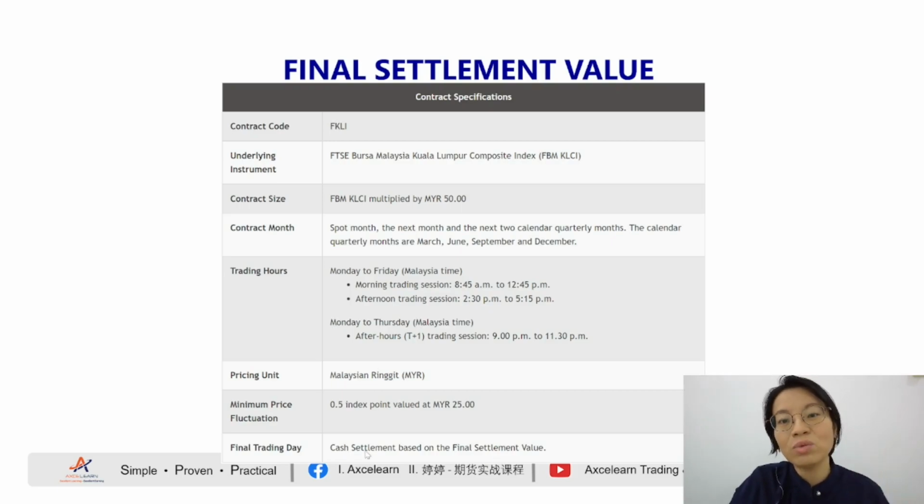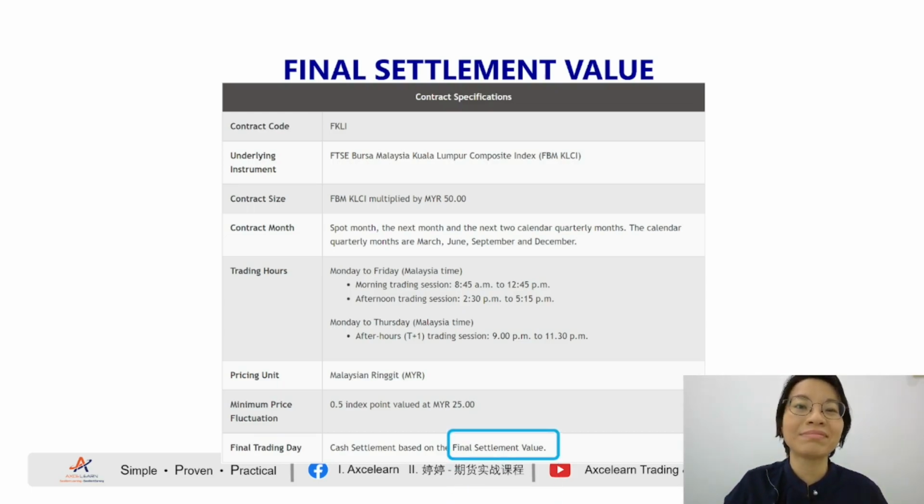That's the reason why we call it cash settlement. And the second keyword is final settlement value. These are the words that we need to understand, exactly what is this final settlement value. This is a value that you need to understand. So let's start with this concept about final settlement value.